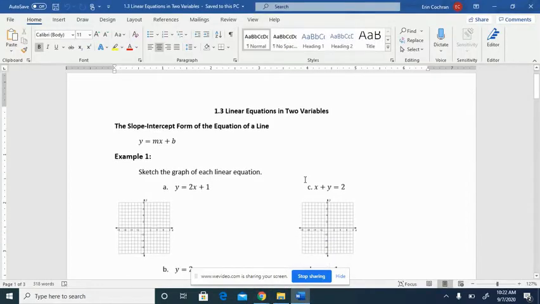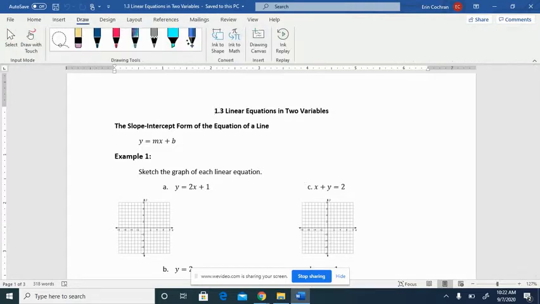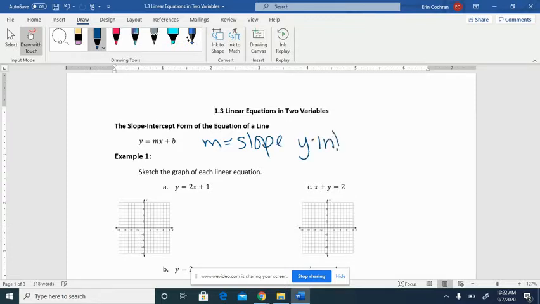All right, 1.3, linear equations in two variables. Okay, slope-intercept form of an equation is y equals mx plus b, where m is your slope and b is your y-intercept. Okay, and your y-intercept, which is b, is (0, b), 0 comma whatever that b is. Okay, remember, slope is rise over run.